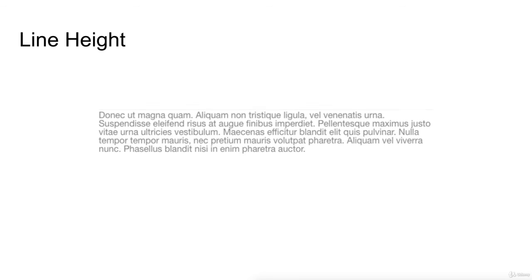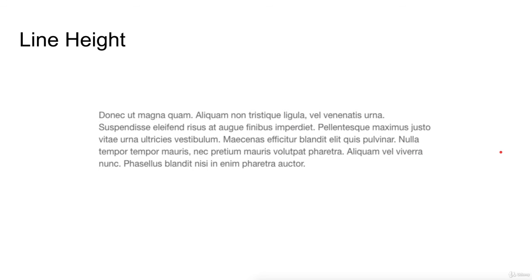So next up is line height, and this is the vertical distance between lines of text. As you can see here, this paragraph is really hard to read because the lines are so close together. There is no space in between here. If we just adjust that and add a little bit of line height spacing, this is just a lot easier to read and it looks better on the screen.